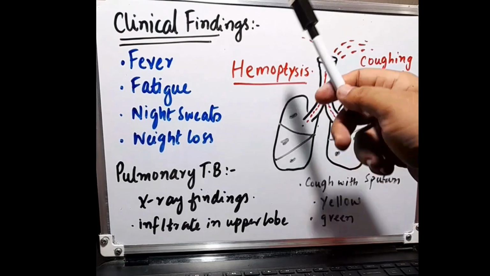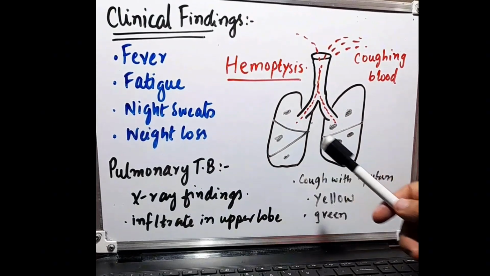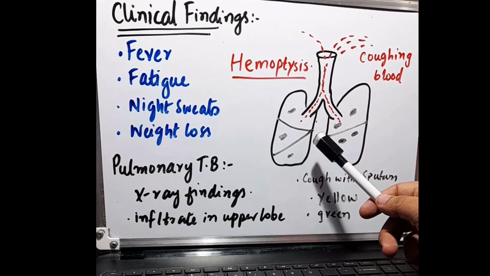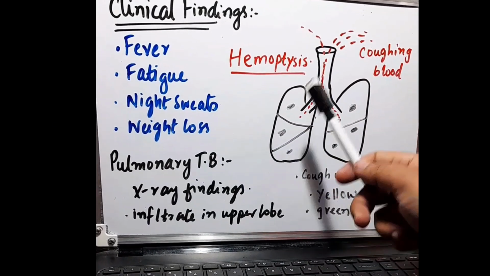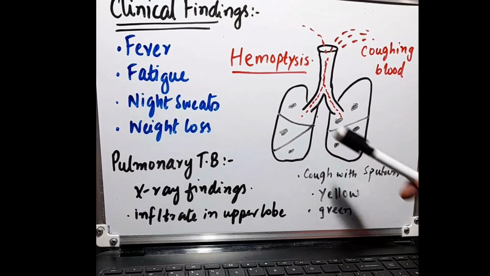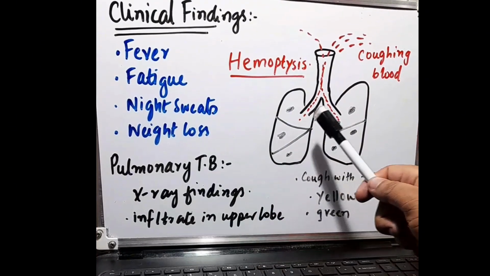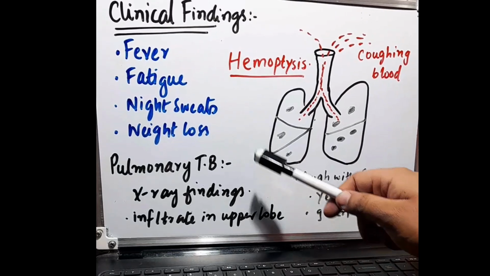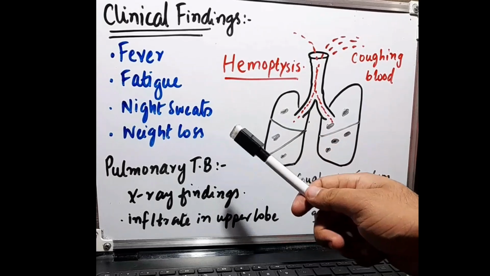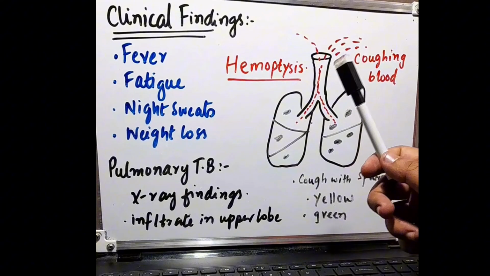Clinical findings. The common clinical findings include fever, fatigue, night sweats and weight loss. In pulmonary tuberculosis, where the main site of infection is the lungs, there would be lung-associated symptoms such as shortness of breath, coughing up sputum which may be yellow or green, and hemoptysis, which is the coughing up of blood. In simple x-ray findings, we can find infiltrate in the upper lobe, not forgetting that TB can also spread hematogenously to other organs. So the symptoms may also be organ related.